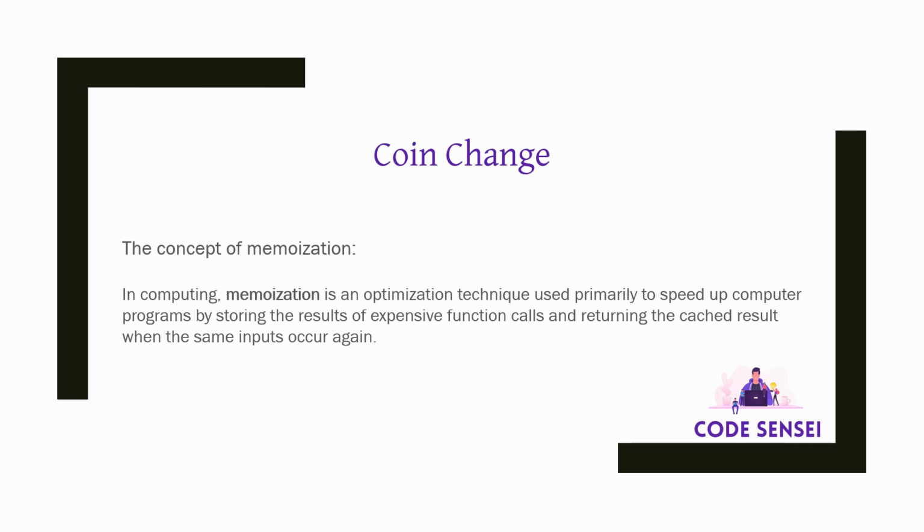In dynamic programming, there is a concept known as memoization. In computing, memoization is an optimization technique used primarily to speed up computer programs by storing the results of expensive function calls and returning the cached result when the same input occurs again. So memoization is nothing but caching, or storing computed values in order to avoid further computations of the same values. You will get a better understanding of why we will use this in the upcoming slides.